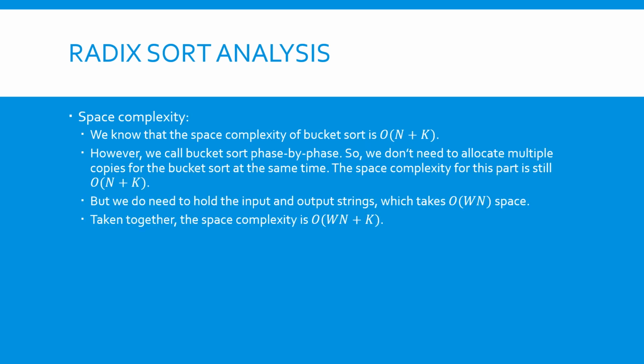For the space complexity, recall that the bucket sort algorithm needs O(m + k) space. However, we can reuse the same buckets for different sorting phases. So, we only need k space to hold the buckets throughout the entire algorithm. In addition, we also need O(W n) space to hold the strings. Taken together, the space complexity is O(W n + k).